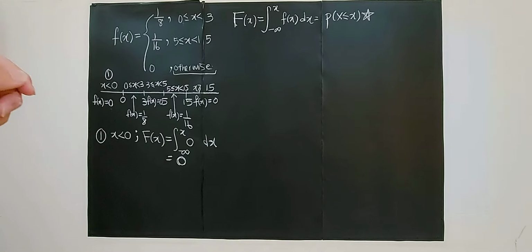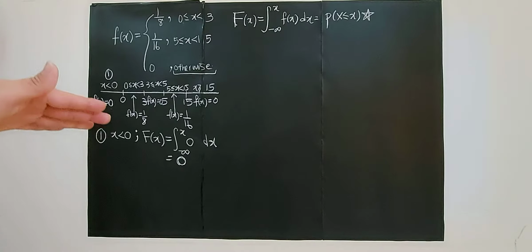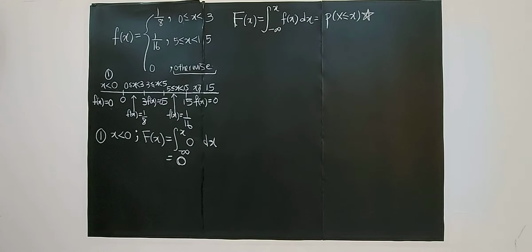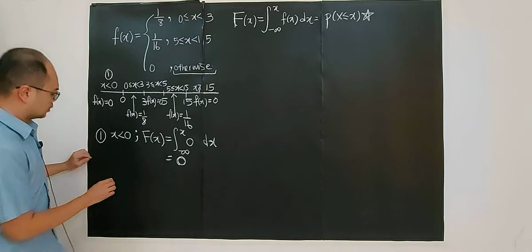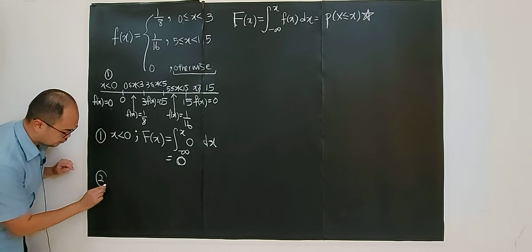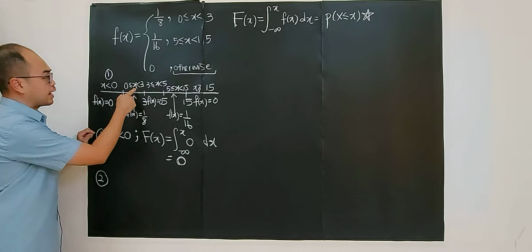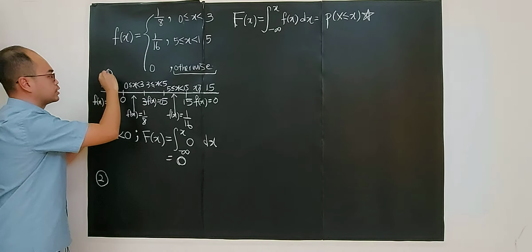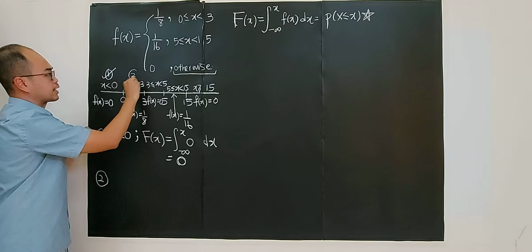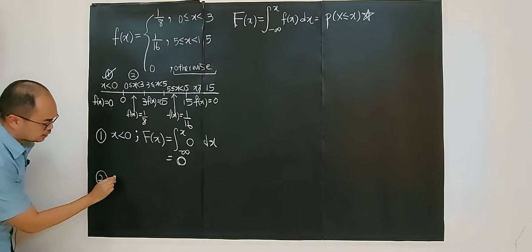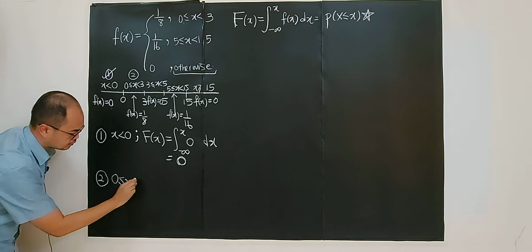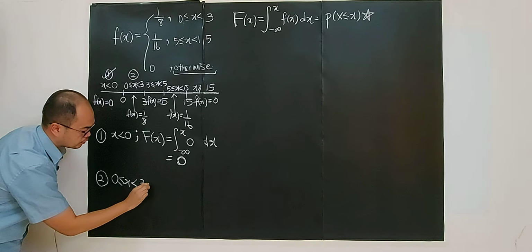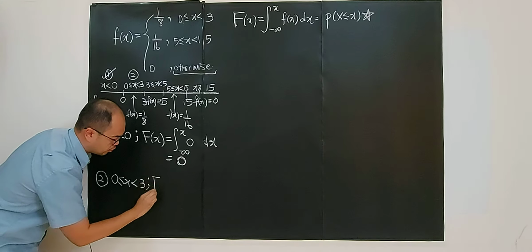Now we have to go for the second interval. Let's look at how I find the cumulative for the second interval. I have done with the first one, so now I go for the second interval, which is 0 less than or equal to x less than 3. Okay, now f(x).